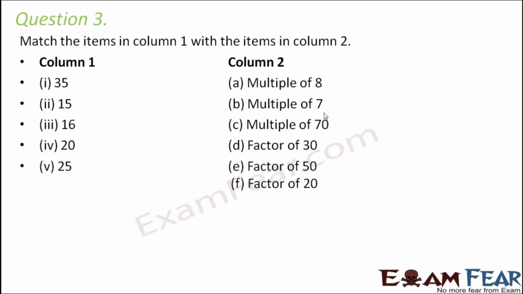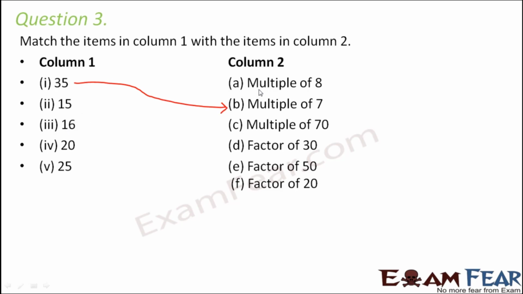Multiple of 7? Yes, it is a multiple of 7, because when you actually look at the multiples of 7, you would see they are 7 ones are 7, 7 twos are 14, 7 threes are 21, 7 fours are 28 and 7 fives are 35. So 35 is a multiple of 7.